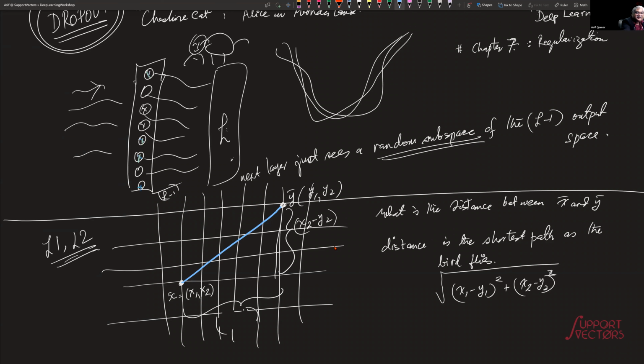Let me use a different color to emphasize this. So this distance is y1 minus x1, and this distance here is y2 minus x2. Would you agree, guys, that this is it? And so what does the Pythagoras theorem say? The hypotenuse, which is your notion of distance, is this. Hypotenuse squared is the sum of the side squares. So this is often called the Euclidean distance.